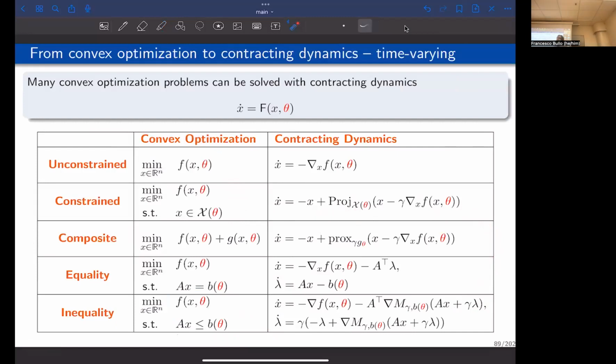We are interested in time-varying optimization problems. So problems that depend upon a parameter, and the parameter theta may very well be, in general, a function of time.